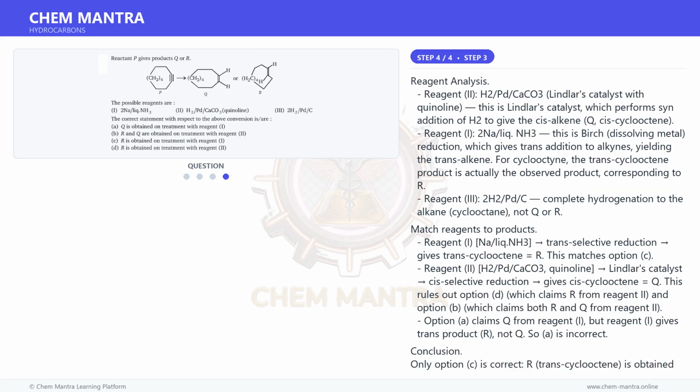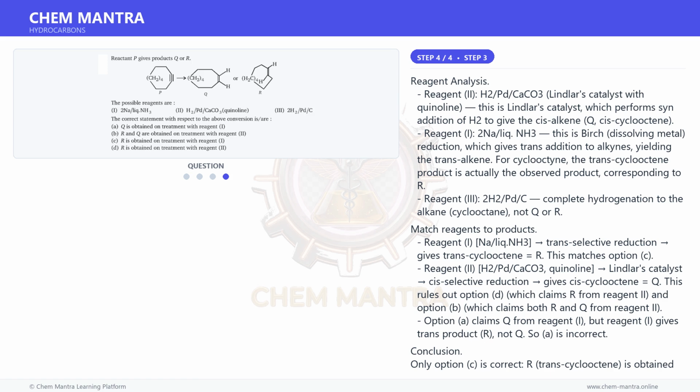Reagent analysis. Reagent 1: H2, Pd/CaCO3, Lindlar's catalyst with quinoline. This is Lindlar's catalyst, which performs syn addition of H2 to give the cis-alkene, Q, cis-cyclooctene. Reagent 2: Na/liq. NH3. This is Birch, dissolving metal, reduction, which gives trans addition to alkynes, yielding the trans-alkene.